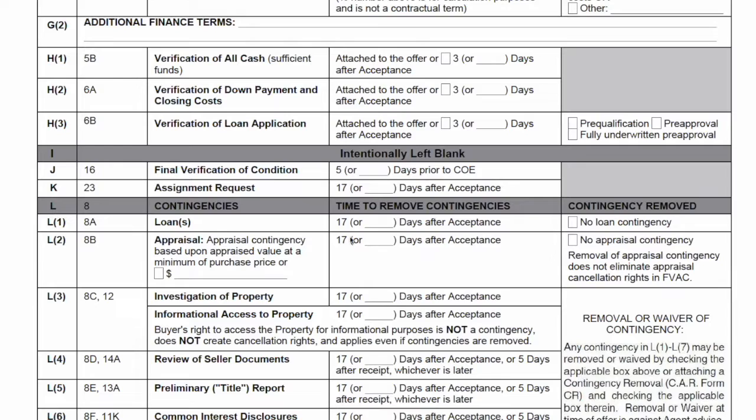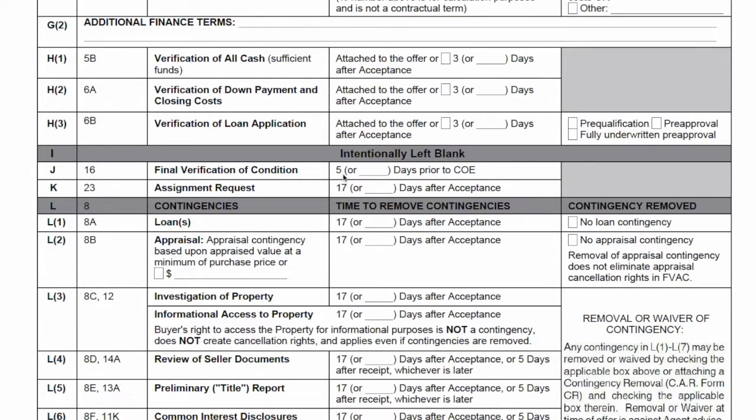Final verification. Now, keep in mind, see all these numbers here and up here? If you err on the side of caution, you can leave it as the default number because in most of these cases, you don't have to check a box or write something in. There's already the default number for what's customary. So you can always rely on the default and you'll be just fine.